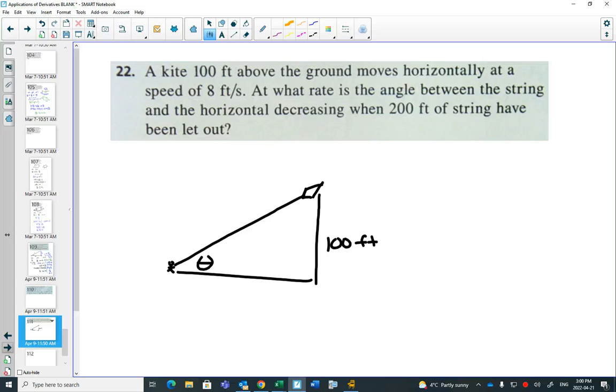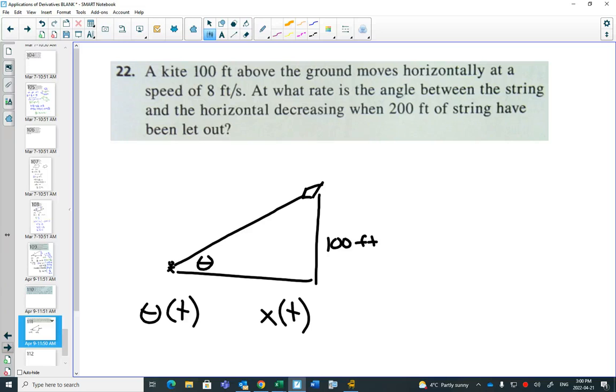And we want to find out how fast the angle between the string and the horizontal is changing at the exact moment that he or she has let out 200 feet of string. So what do we know? We know that theta is a function of time. We know that x is a function of time. Yes? I know it's never specified, but it is assumed.